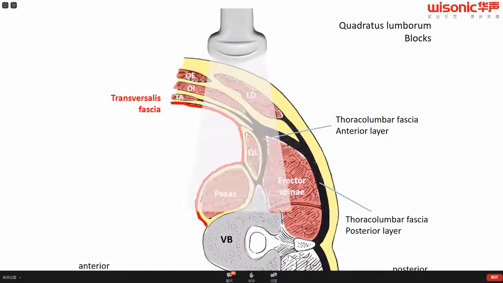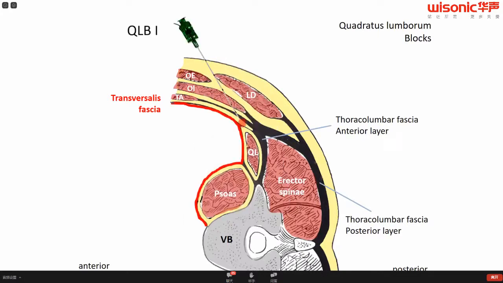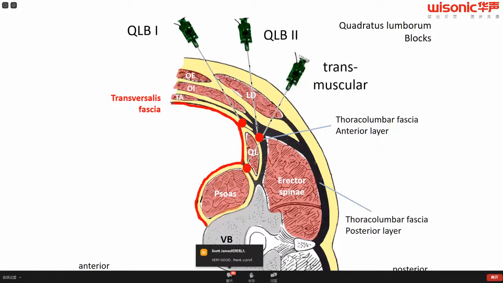A convex probe is placed in the flank of the patient. If you do a QL block 1, the local anesthetic is placed lateral to the quadratus lumborum. For the QLB2 block, the local anesthetic is placed posterior to the quadratus lumborum. And if you do a transmuscular block, the needle is advanced through the quadratus lumborum and the local anesthetic is placed in front of it.